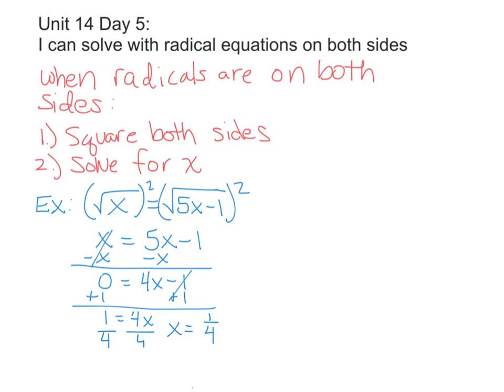We'd want to plug that back in and check and make sure we get the same thing on both sides. So this is a scenario where we actually have to plug things back into both sides. So we have the square root of 1/4. Does that equal the square root of 5 times a fourth minus 1? Well, plug that into your calculator. The square root of 1/4 is a half. And when you put this one into your calculator, you get a half. So a half equals a half, and great, we've got a real solution.